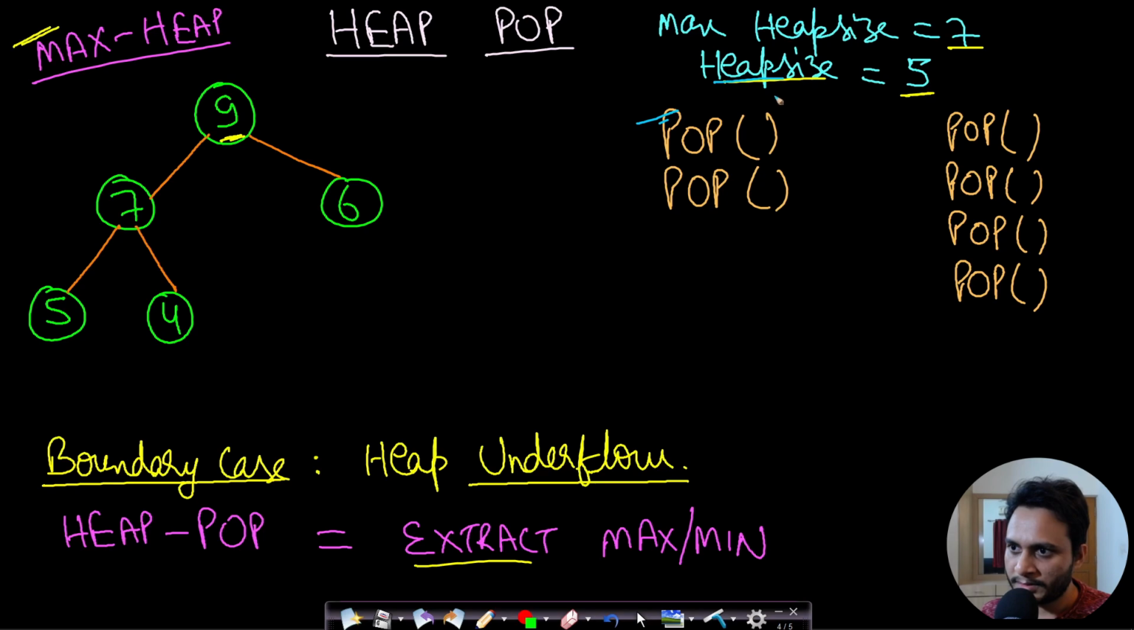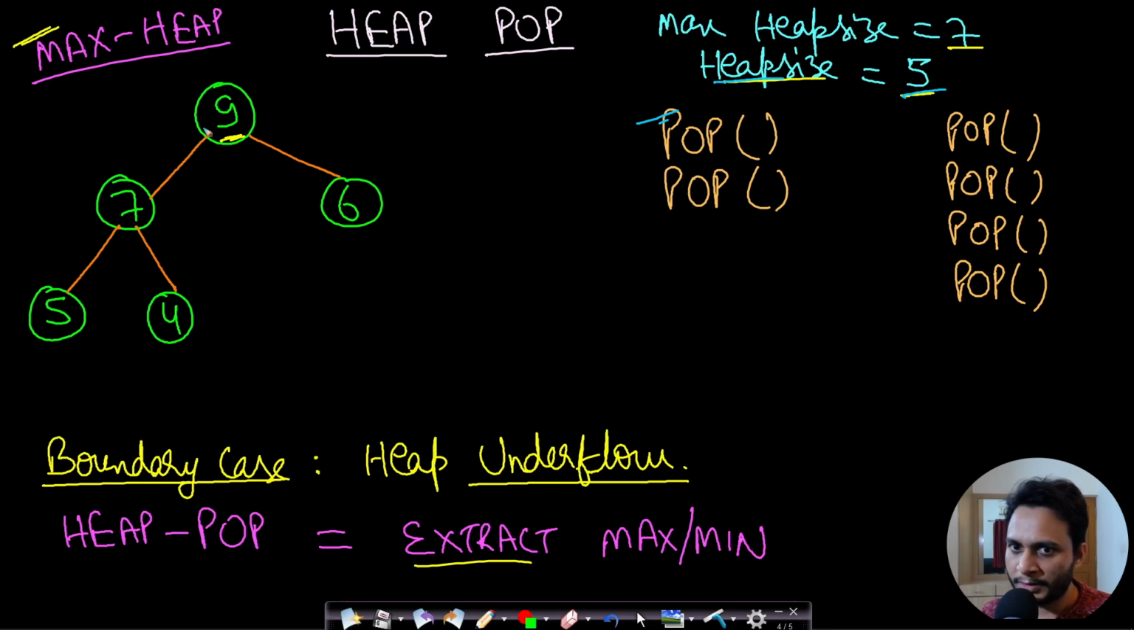If the heap size is greater than 0, that means it has at least one element in the heap, and so we can take it out, right? So there will be no underflow. In this case, we have heap size equal to 5, there is no underflow, right? So we can apply the heap pop operation.